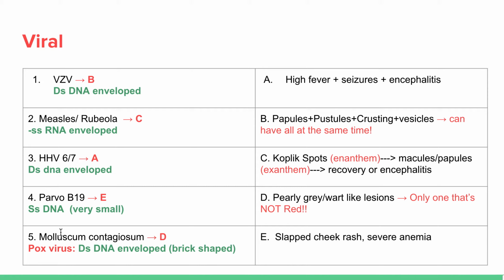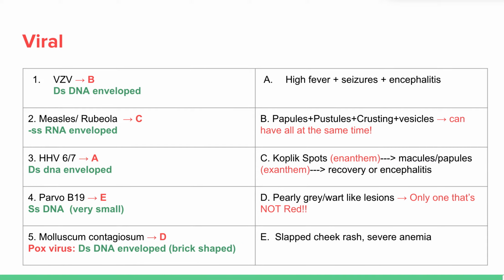Okay, number 5 is molluscum contagiosum. This is associated with the pox virus. It's actually the easiest to identify out of all of these because this one is not red. It's actually pearly gray or a wart-like lesion. And this is a pox virus. It's a double-stranded DNA enveloped, brick-shaped virus.